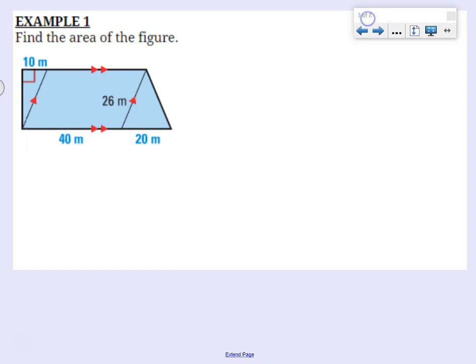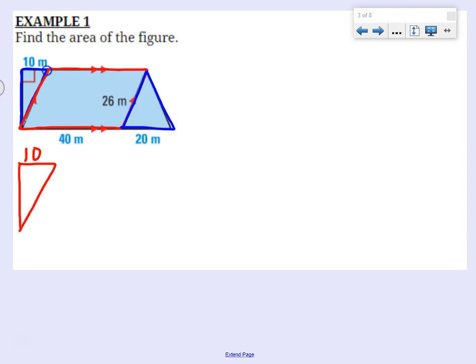So using this, we want to find the area of the figure. We have a couple different pieces going on. We have a triangle here. We have a parallelogram, which we know by these arrows on each side saying that they're parallel. And then we have another triangle over here. If we just start from the left and work our way to the right, for this triangle right here, I'm going to redraw it.